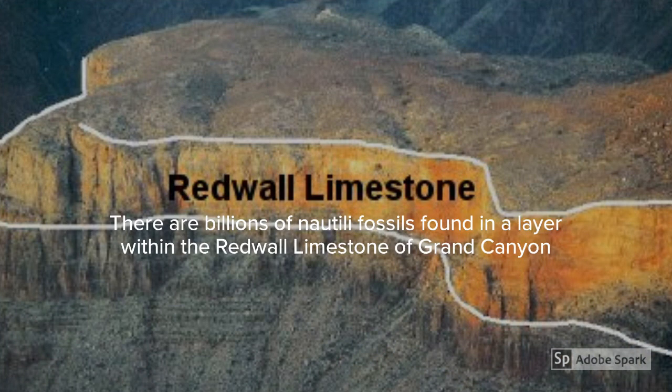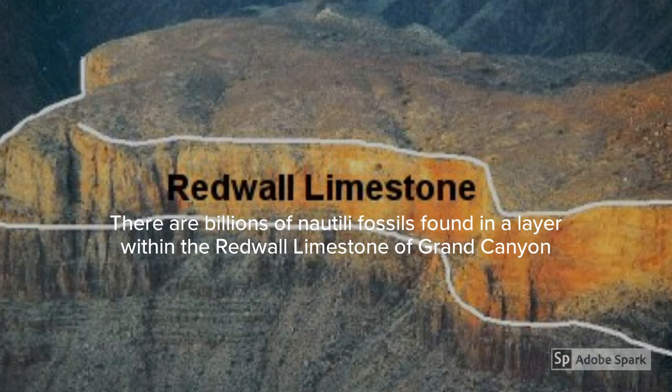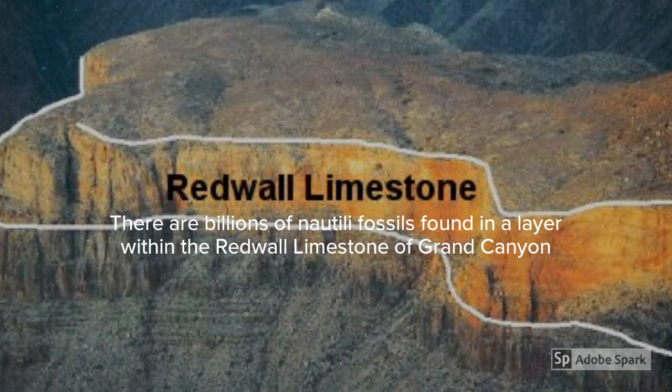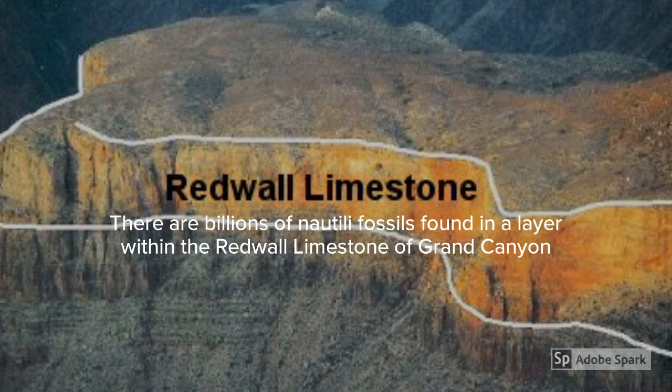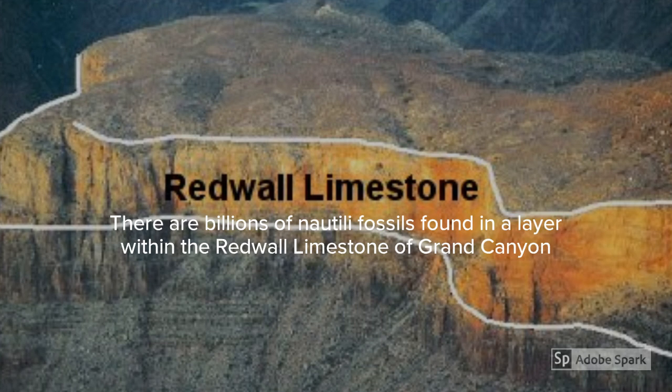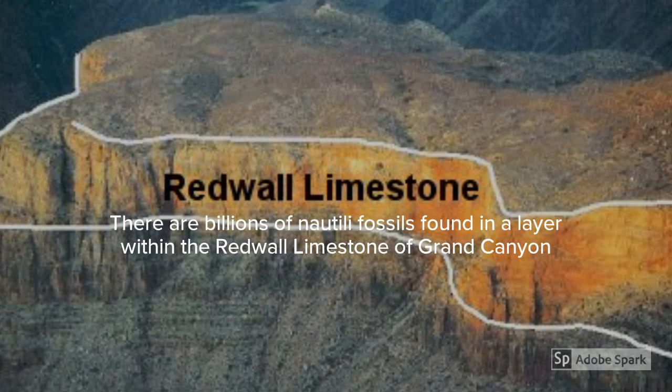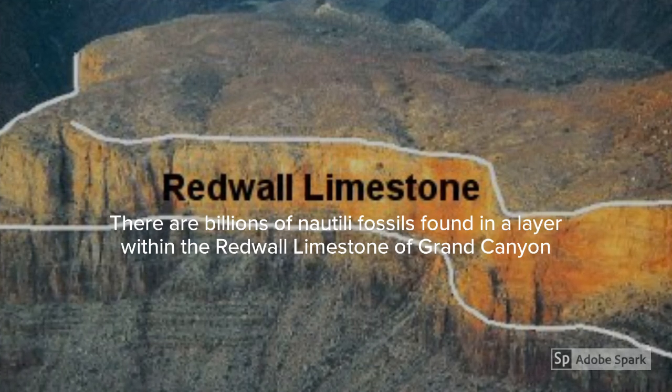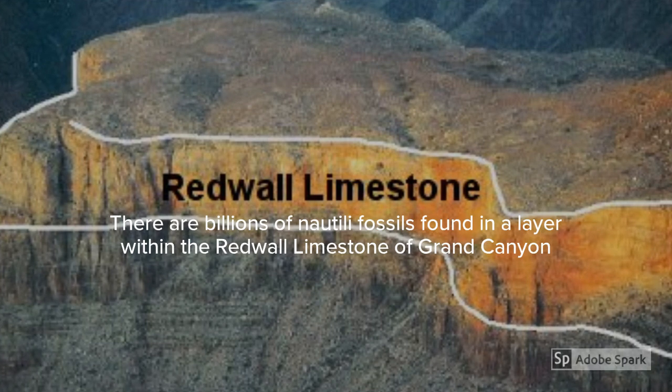Another interesting fact is found in the Redwall Limestone layer of the Grand Canyon. Did you know that there are billions of nautical fossils that are found in that layer? Now that layer forms a 550-foot cliff, and it persists through the length of the Grand Canyon, snaking in and out, and it stretches for hundreds of miles.